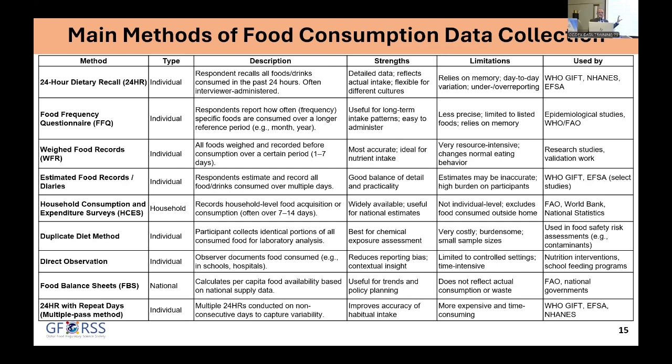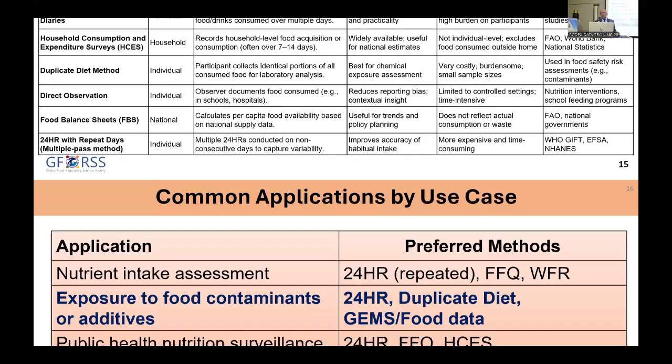So the food consumption data methods are really diversified. Some are simple, easy, others are more complicated. It's based on the objective and on the resources that are available, including time, financial resources, or even human resources, because some methods need more resources in general.